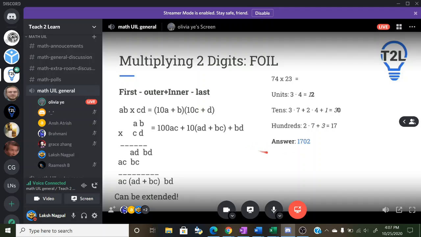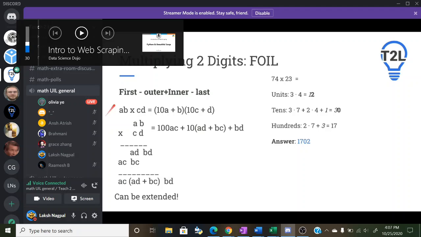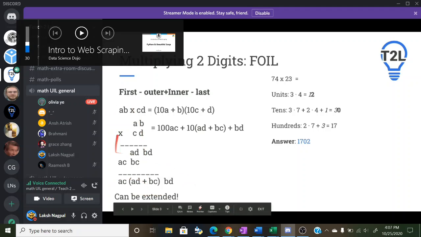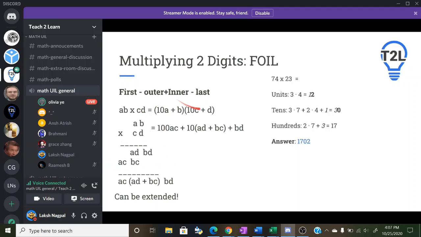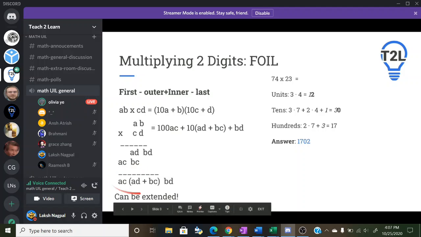Basically, I wanted to add that if you're going to remember anything from FOIL, just remember this: first, outer, inner, last. You don't have to worry about why it works if that's going to confuse you. Just remember right here.